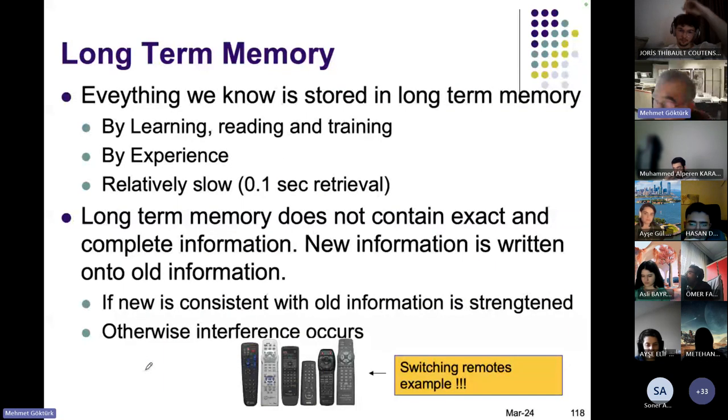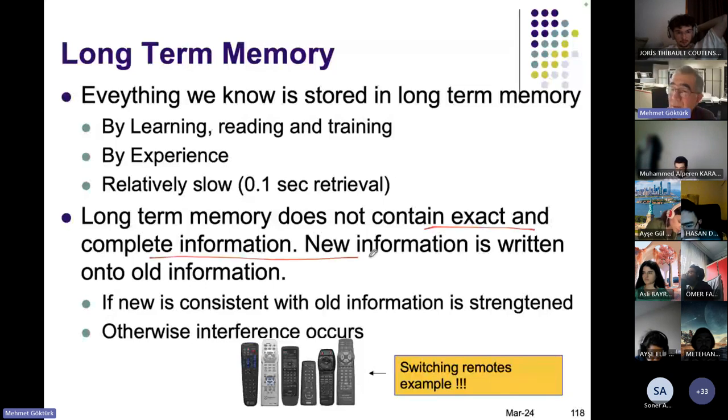Everything we know is stored in long-term memory by learning, reading, and training, by experience. It is slower than the short-term memory, so it is like a hard drive. Long-term memory does not contain exact and complete information. New information is written into old information. So it is not like a hard drive. It is more like a neural network storage, which is actually neural network storage.